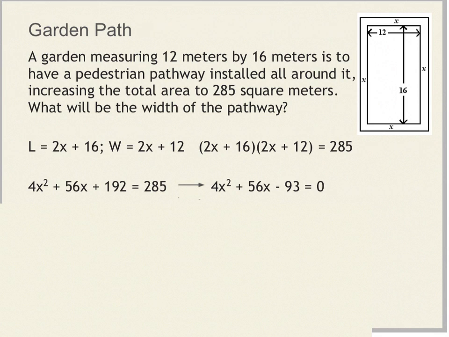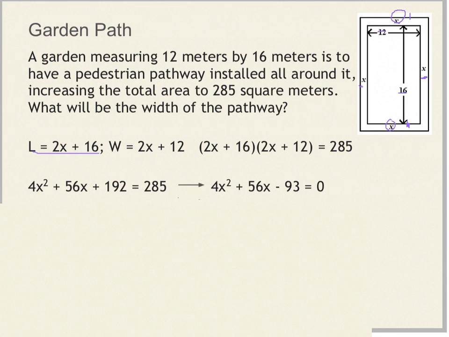In this question, we have a garden measuring 12 meters by 16 meters. Here's our 12 meters and our 16 meters. We're installing a pedestrian pathway all around it, increasing the total area to 285 square meters. The pedestrian pathway will be uniform in length, and so we are adding x more meters on both sides of the rectangular garden. This means that our length of 16 meters, we are adding to that 2x. There's one and a second x.